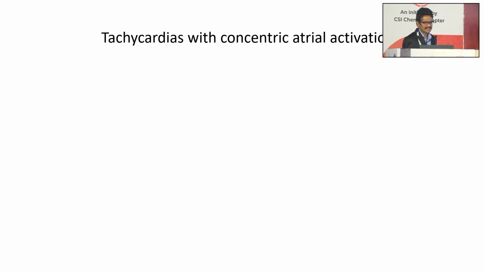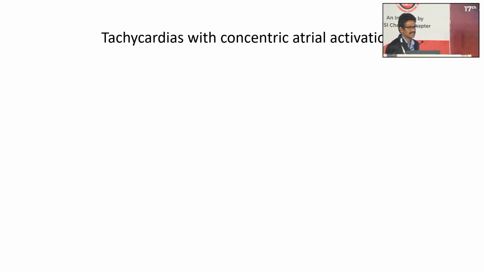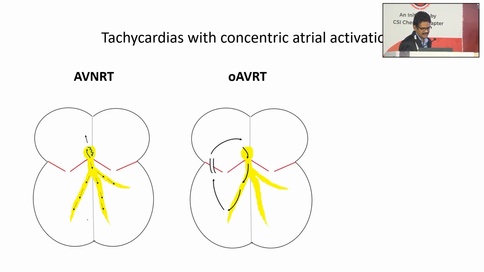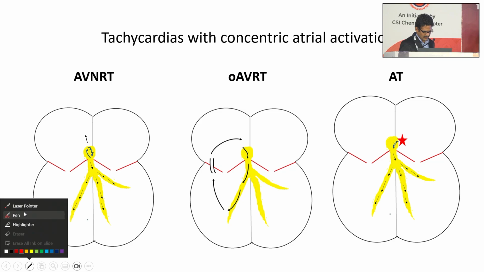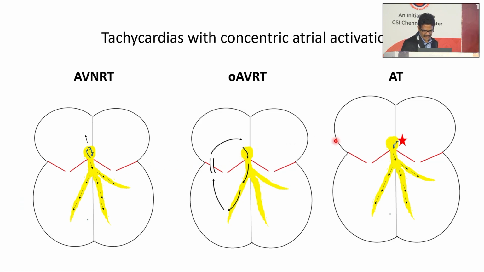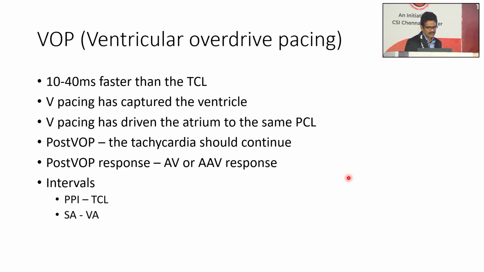What is the mechanism when there is a tachycardia with a concentric atrial activation and the VA interval is more than 70 milliseconds? For this, all three differential diagnoses are present. One is AVNRT, and the other is AVRT. Here I can show a diagram, with a right-sided axis that is slightly lateral, but actually a septal accessory pathway will have a concentric atrial activation, as will the septal ATs. So these are the three main differential diagnoses when you have a concentric atrial activation. So you do VOP when a tachycardia is going on.